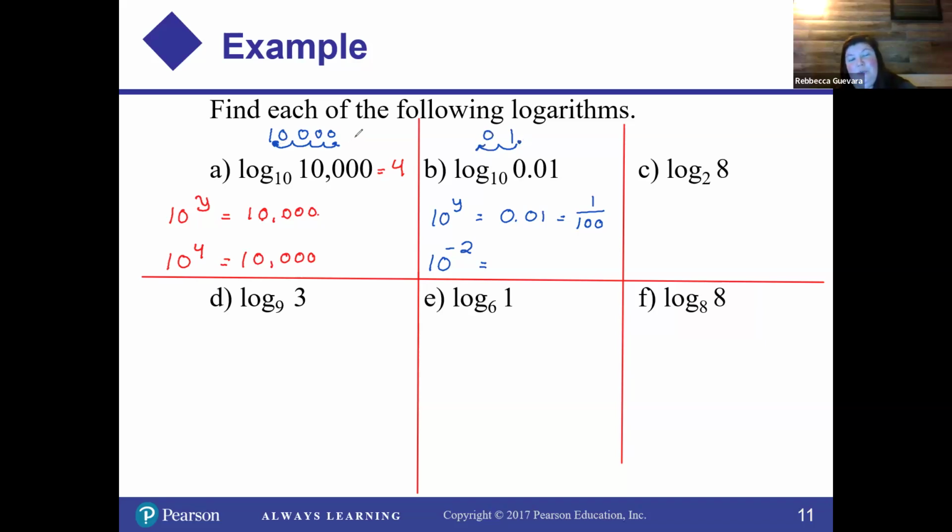So I have to move it to the right 4 places, then it's a positive exponent. If I have to move it to the left, that gives me a negative exponent. So one way is a positive 4 because I have to move it 4 places to turn 1 into 10,000. To turn 1 into 0.01, I have to move it to the left 2 places. So 10 to the negative 2 is the same as 1 over 100, 0.01. So this one is just going to be log base 10 of 0.01 is negative 2.